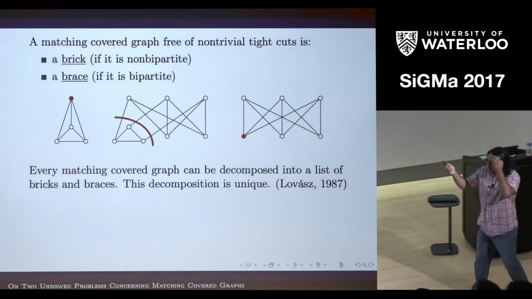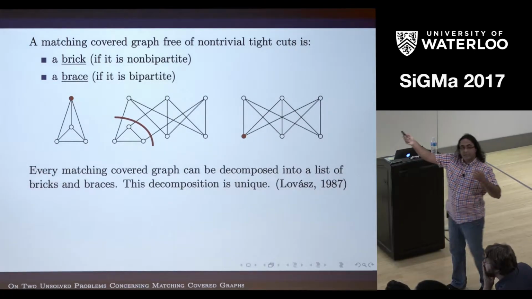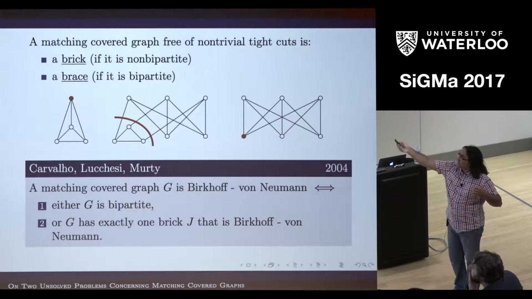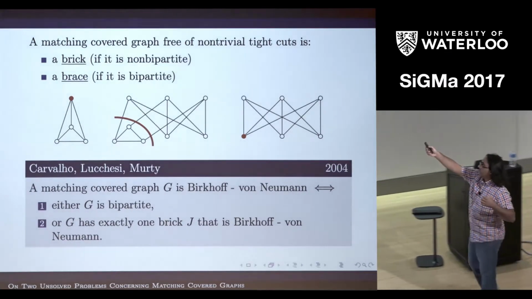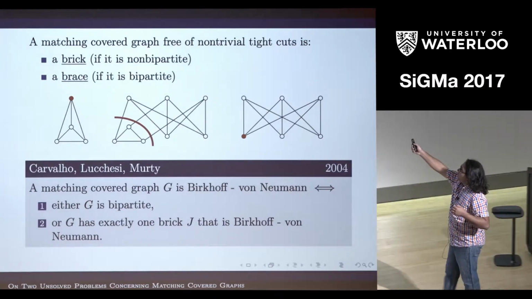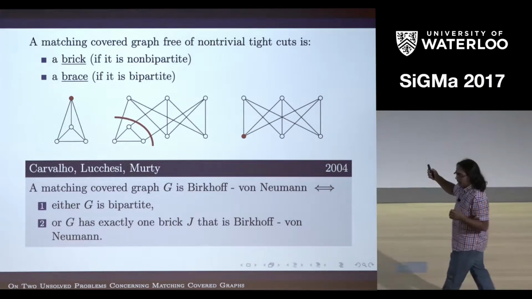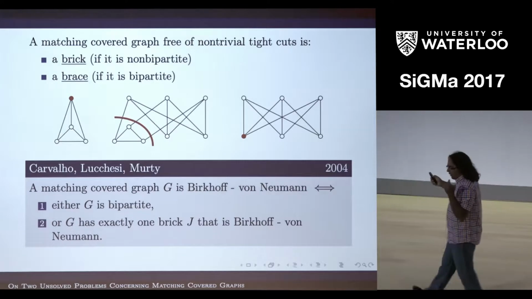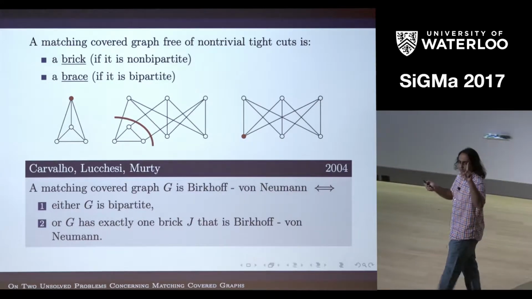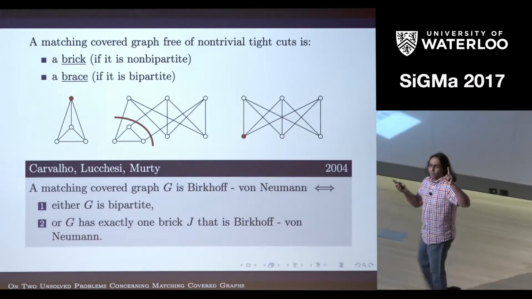Because it turns out that a lot of properties you can understand by just studying the bricks and braces. And this is exactly what's going on in this problem that we are looking at. Carvalho, Lucchesi, and Murthy proved that a matching covered graph is Birkhoff-von Neumann if and only if either it's bipartite or its tight cut decomposition is exactly one brick, and that brick is Birkhoff-von Neumann.